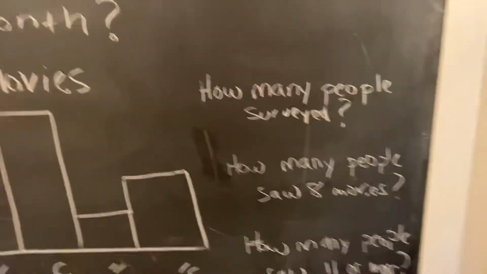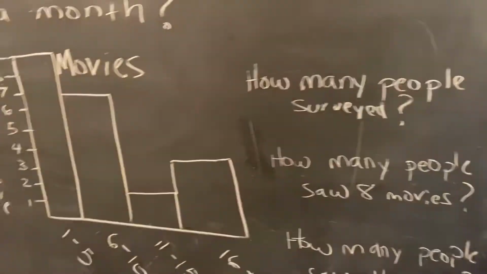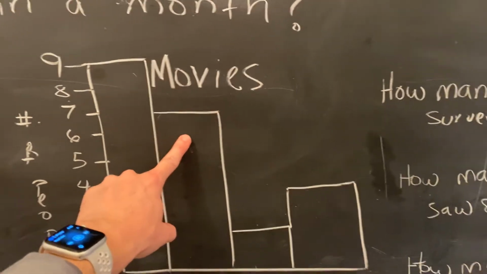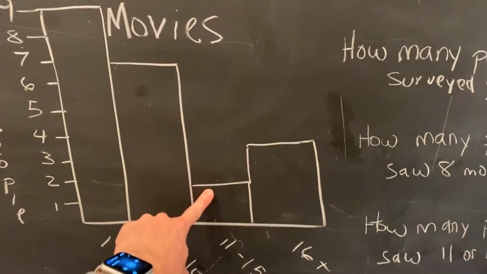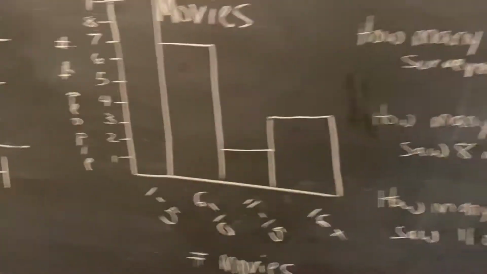So here's some questions. How many people were surveyed? So how would you figure this out? Well, if you take 9 plus 7 plus 2 plus 4, you get the total of 22 people.